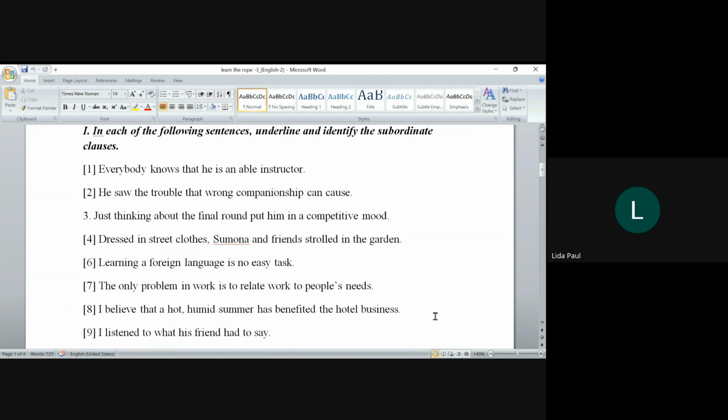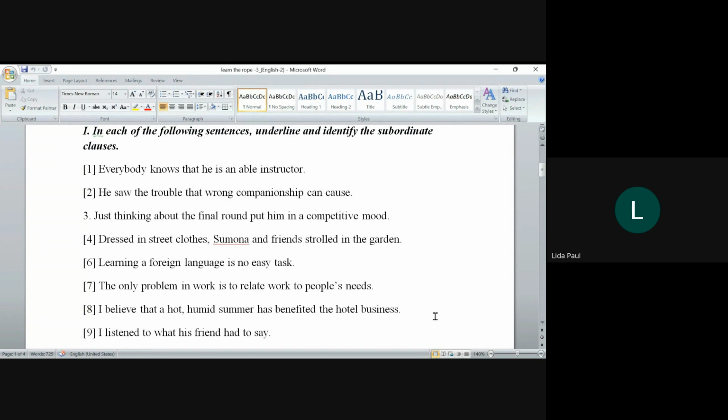Clear? Okay, now you look at this sentence. "Everybody knows that he is an able instructor." If I'm to analyze this sentence, what's going on here? Does it have a subject? Everybody knows that he's an able instructor. Does this whole sentence have a subject? Yes, right, and what is that? Everybody, right? Everybody is your subject.